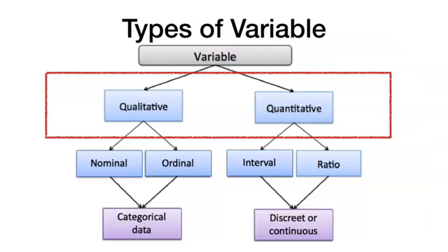There are two types of variable, qualitative and quantitative. When we talk about quantitative, it's regarding quantity, a number, a value, which can be measured. There are two types of quantitative data, which are discrete and continuous. Discrete variables can take countable values. They can assume only certain values with no intermediate value.